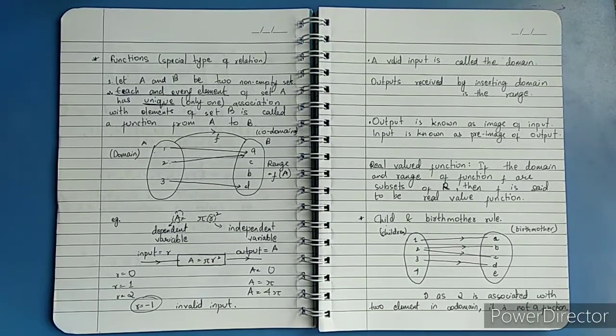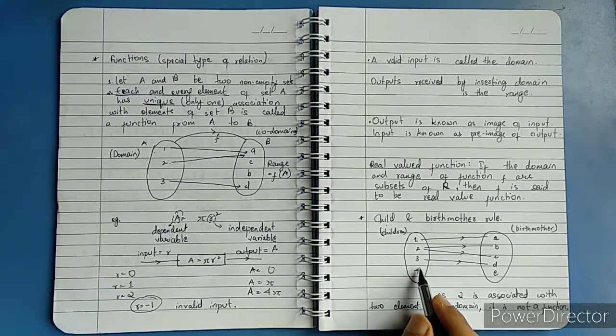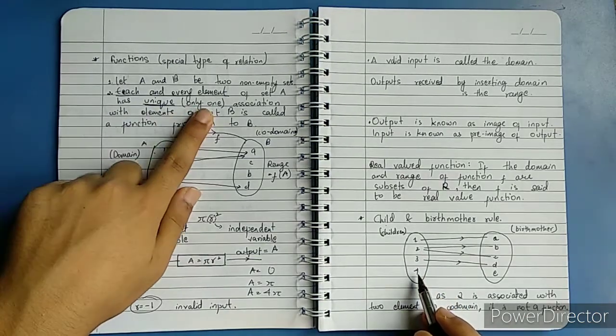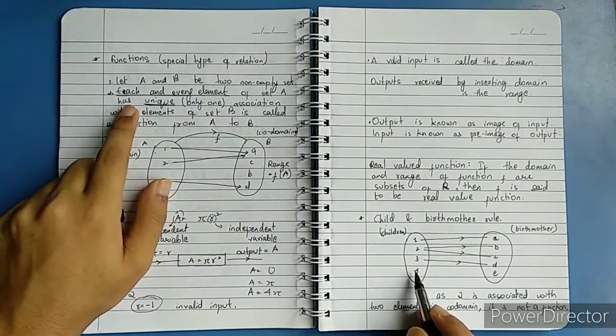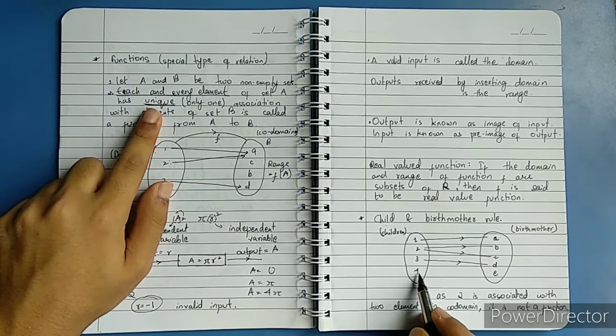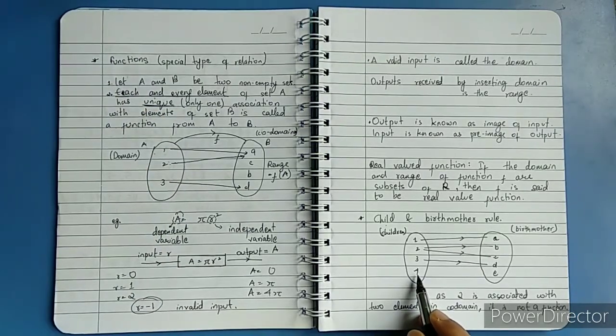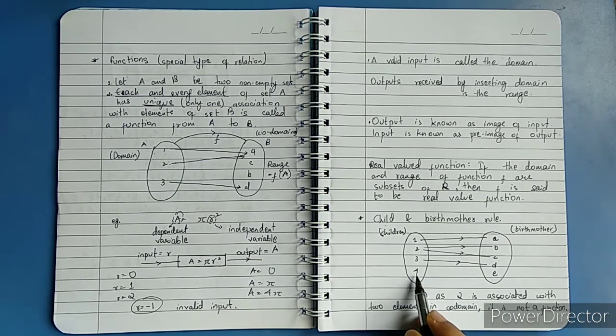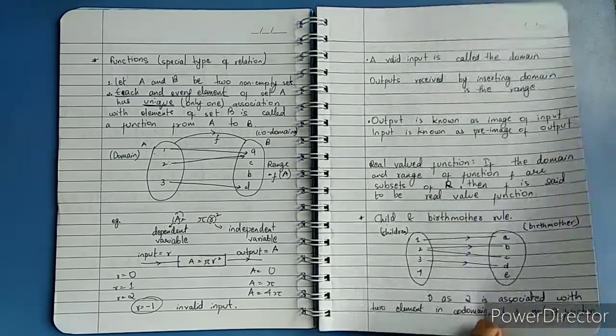Not only this, there is one more problem, that this child does not have a mother at all. Can it be possible that a child just pops up from somewhere? That is not possible. So a child needs to have a mother. Each and every element of set A, the first set, must have a unique association. It should have one association and only one association. So 4 is not associated at all with any element. That is also the reason why this is not a function.